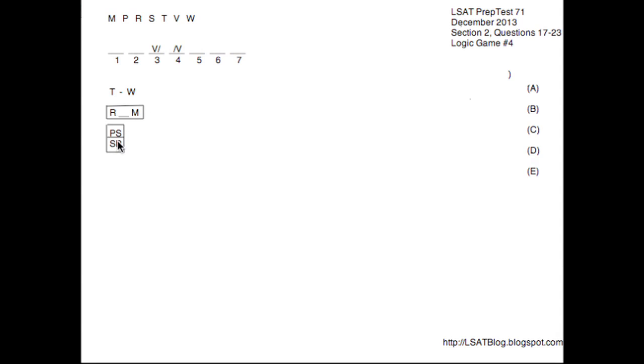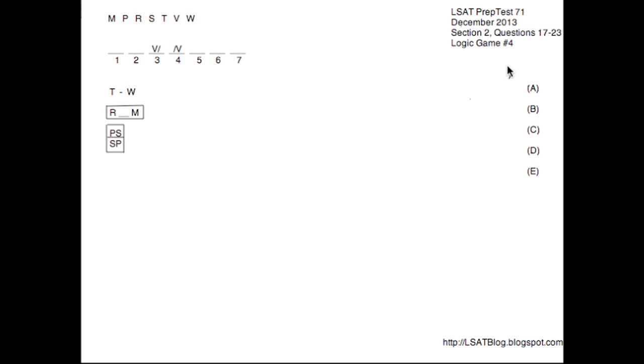They tell us that P and S are next to each other, although they don't tell us which one comes first. And finally, if V is not at third, then V must be fourth. Contrapositive, if V is not fourth, then it must be third. So essentially V will be in either space 3 or 4. So that's it as far as the main setup goes, not too much to do regarding any inferences. We'll be doing a lot more work over the course of the game.